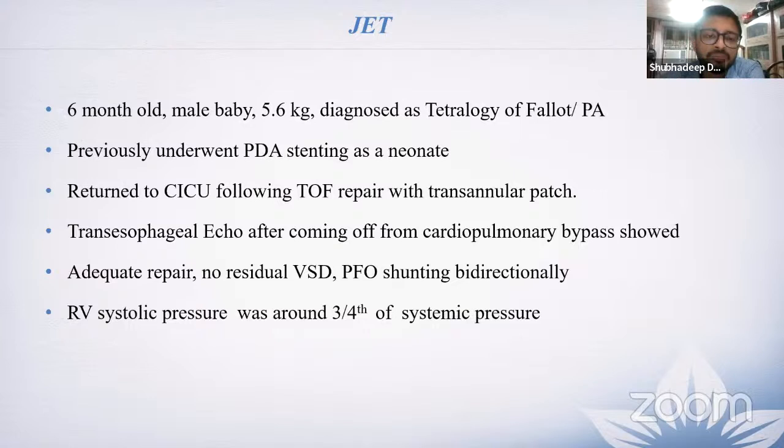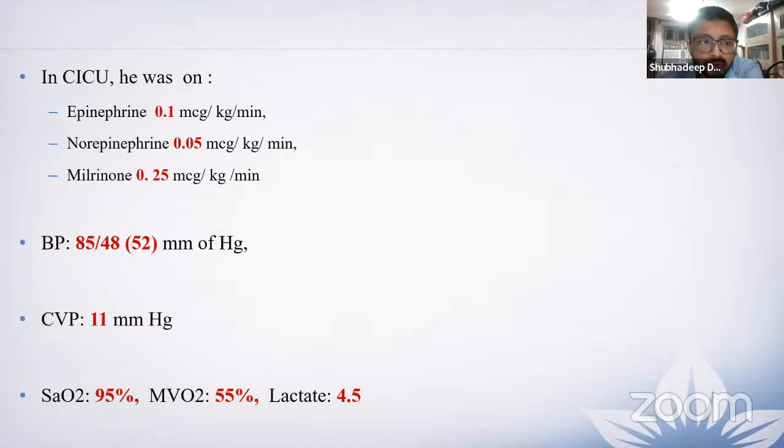He was suffering from TOF, tetralogy of Fallot, and he returned to cardiac ICU following a TOF repair with a transannular patch. The transesophageal echo, while coming off cardiopulmonary bypass, showed that the repair was okay. There was no residual VSD. There was a PFO which was shunting bidirectionally. I'm not going to go into all these details, but anyway, what I mean to say is it was a good repair.